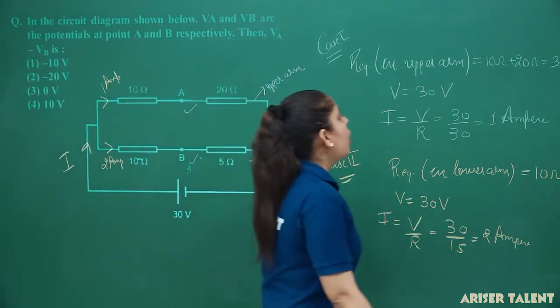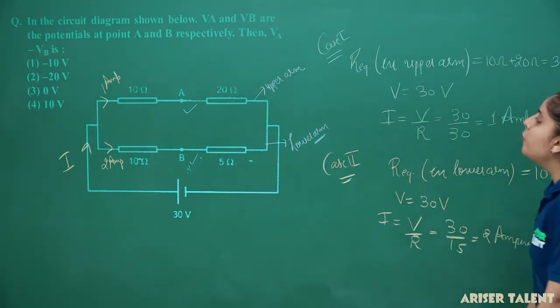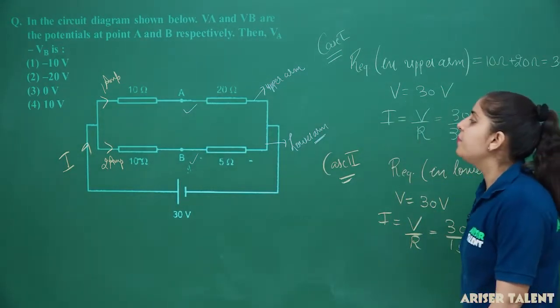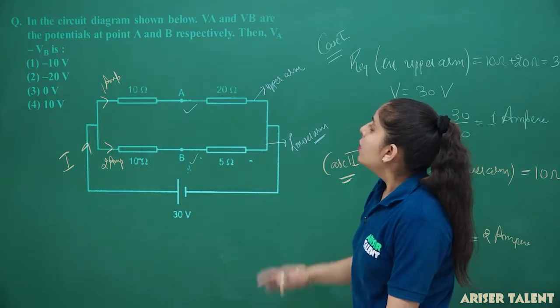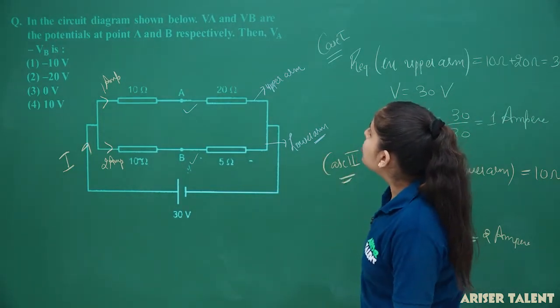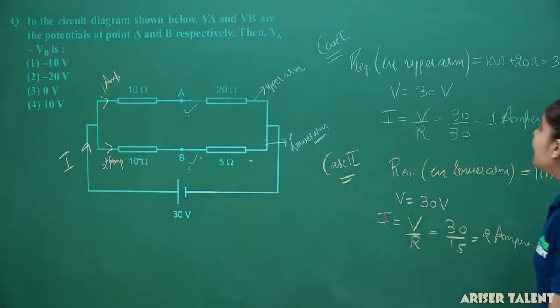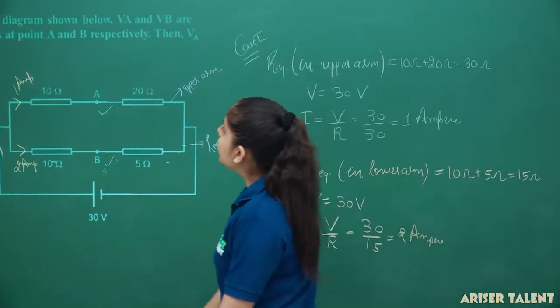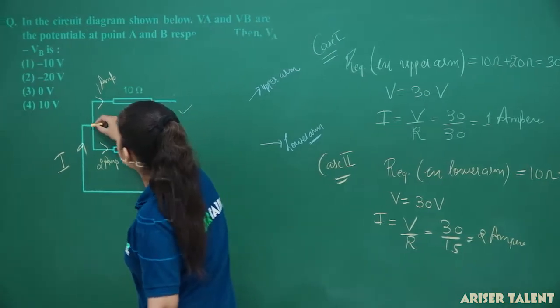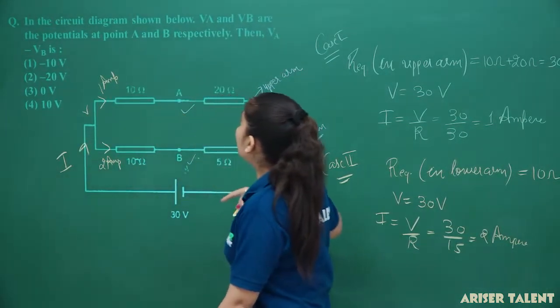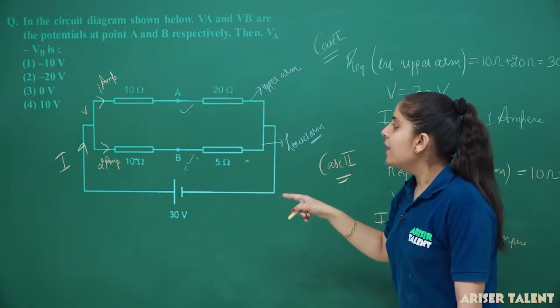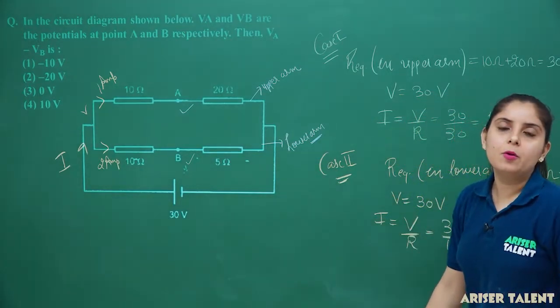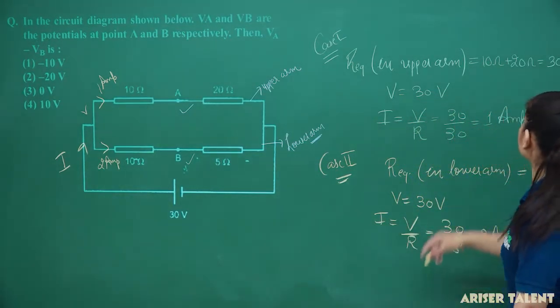Now, what you have to calculate, you have to determine the potential difference between these two points. Now, if I am going to find out the potential difference between two points, what I have to do, I have to calculate VA minus VB. So, if I am assuming the potential here will be V, so it came out to be V minus VA, and in the second equation, it came out to be V minus VB.